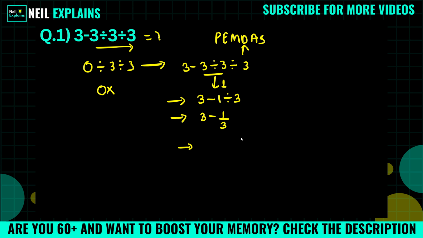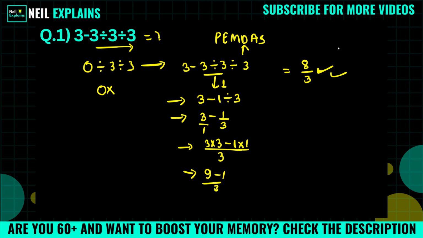Or we can write, taking LCM here, 1 over 3, into 3 minus 1 into 1 here. Again 3 times 3 is equal to 9, 9 minus 1 is equal to 8 over 3. Or we can say 9 minus 1 that is 8 divided by 3, which is the right answer.